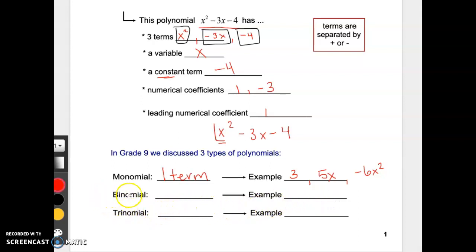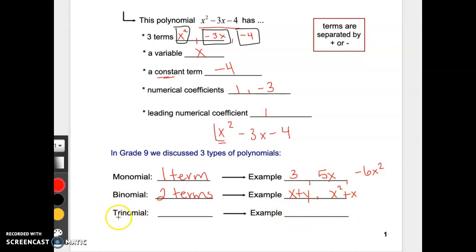Unlike a binomial, where a binomial has two terms. And that could be anything with two terms. So we could have x plus y, we could have x squared plus x. Okay, so anything with two terms.